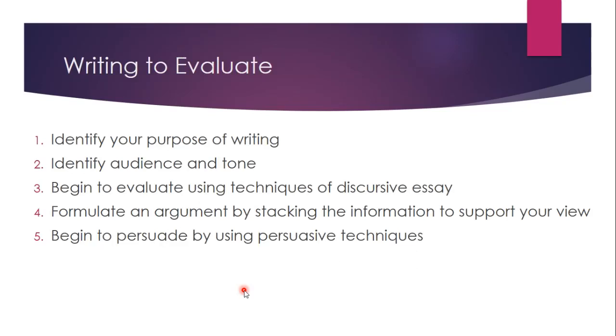There are five steps of evaluation. You need to identify your purpose of writing. That is done through the question. You identify your audience and tone, because this is going to tell you what sort of language you are going to employ. If your audience is formal, you're going to employ a formal language. If this was a school community, both teachers and students were there, so the tone employed was formal. Then, beginning to evaluate using techniques of a discursive essay.